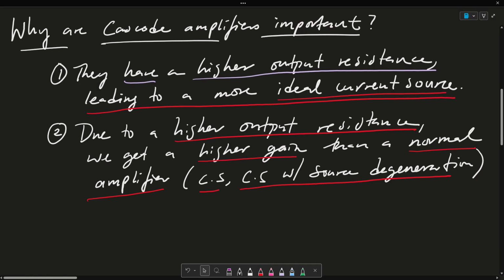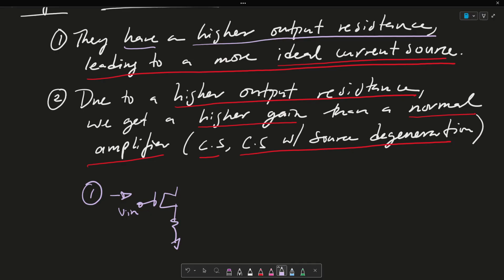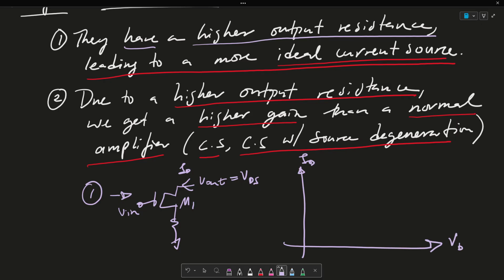In a previous video, we talked about the first point. And we said, consider that you have this common source with source degeneration. Let me call this M1. And let me call this current here ID. Right? So again, remember Vout is the same thing as VDS. And we said that, okay, if we drew an IV curve, so ID, and this is VDS.